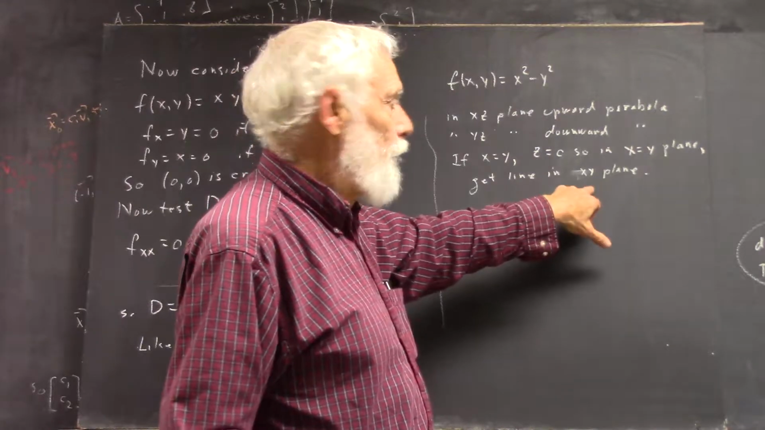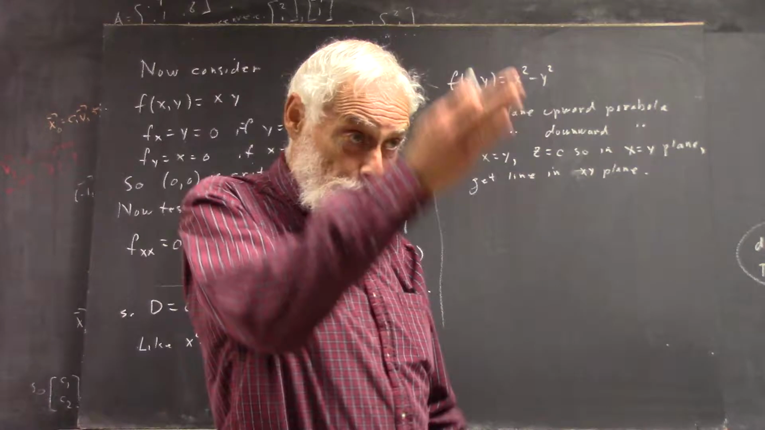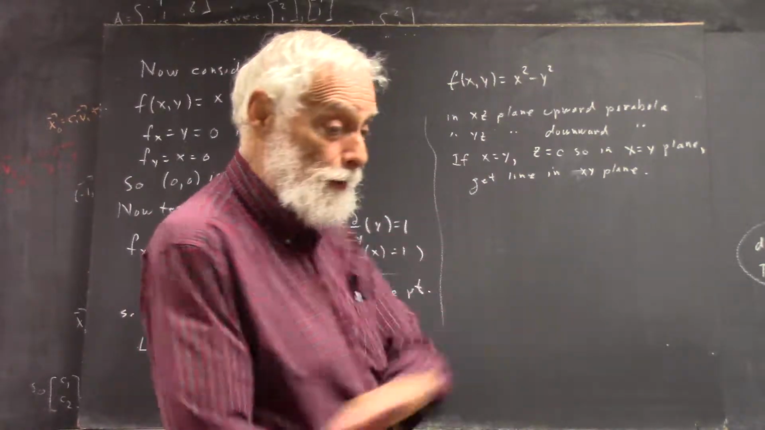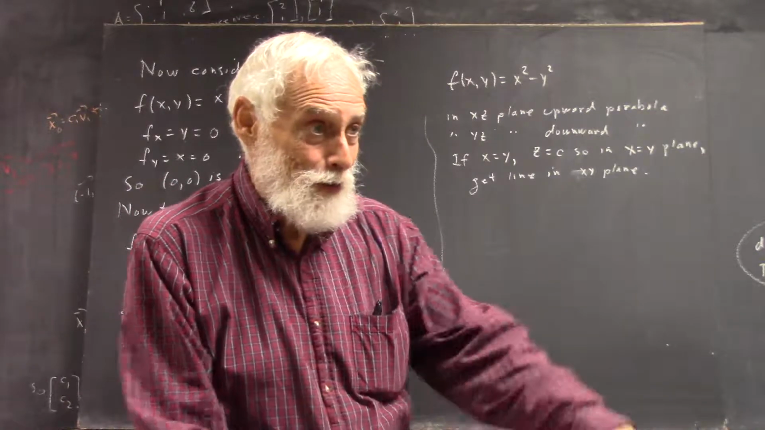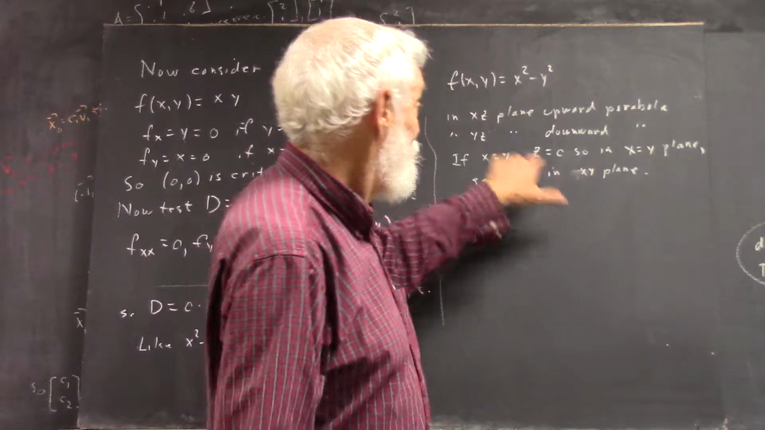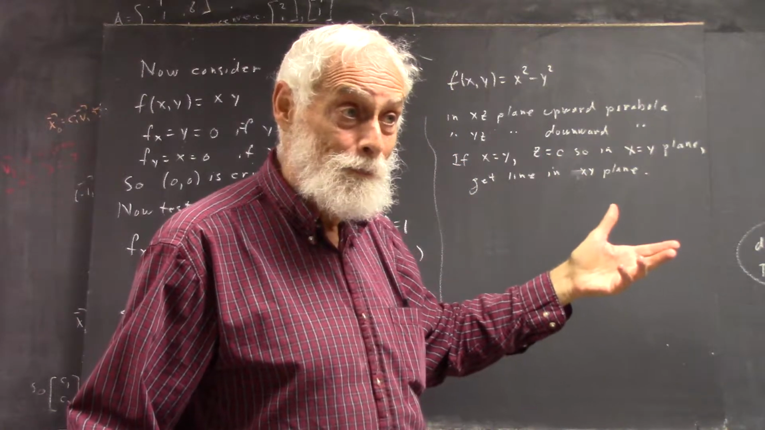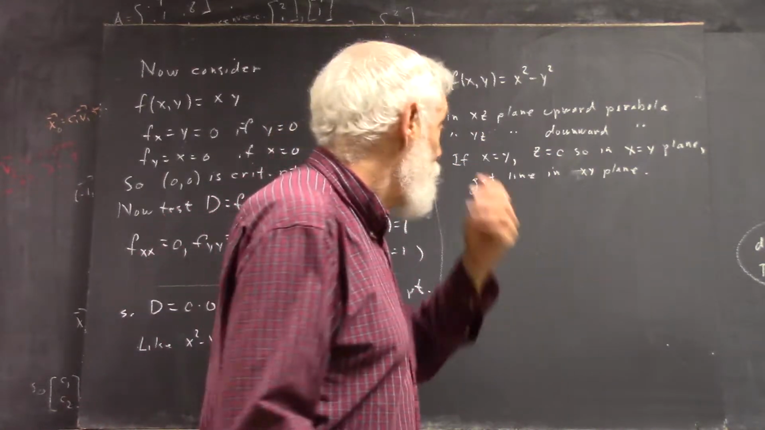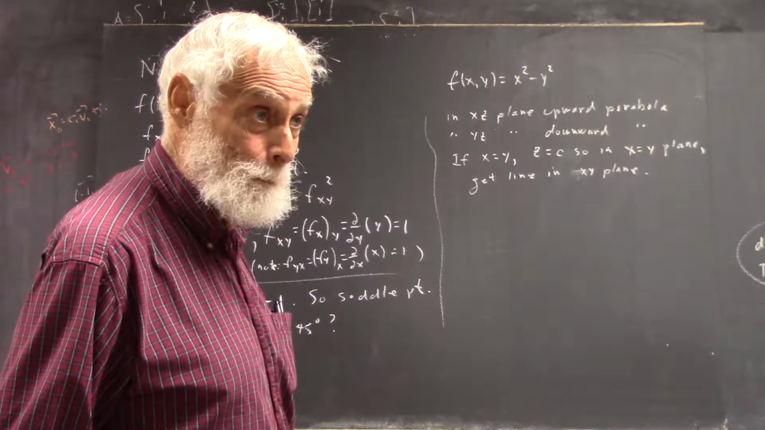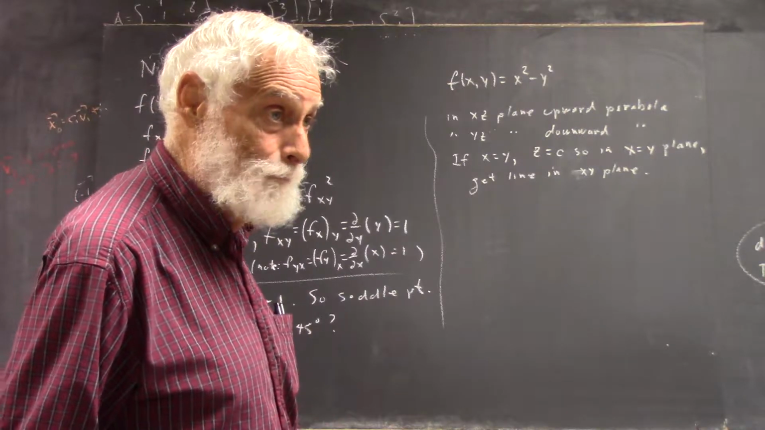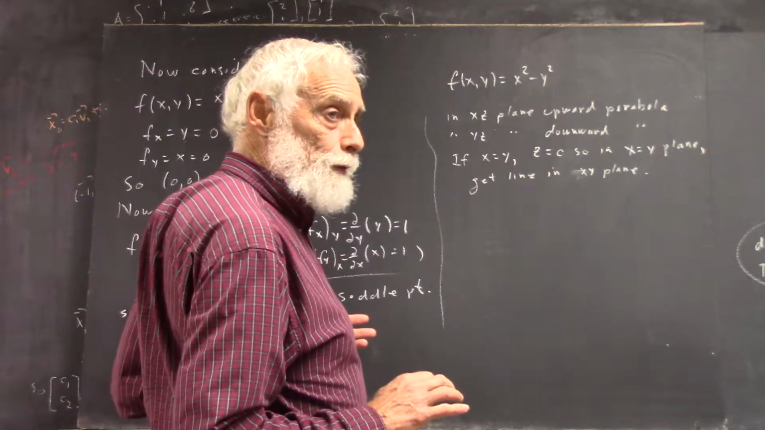You get a line in the xy plane, which is not the x equals y plane. The x equals y plane is a vertical plane in 3 space. The xy plane is this thing down here. So this thing intersects this thing in a line that is part of the graph of the function. So the function is flat in that direction. Okay? Make sense? So you get a picture of this.